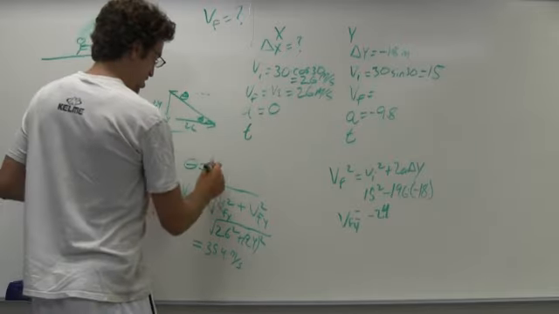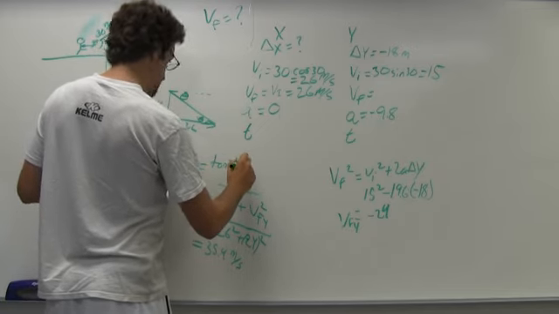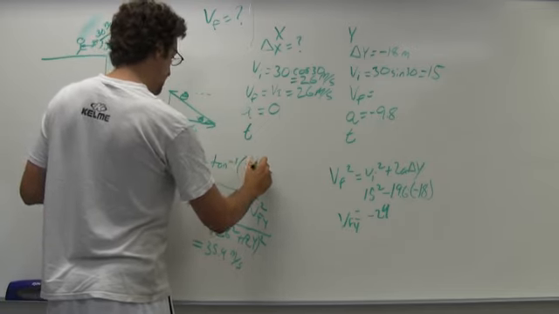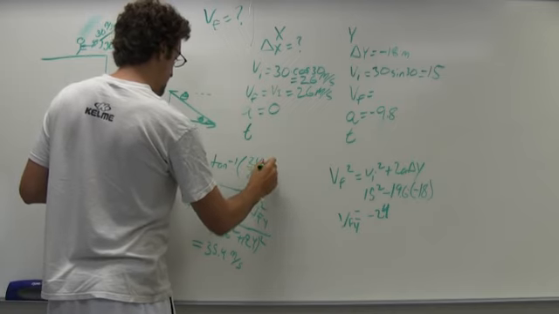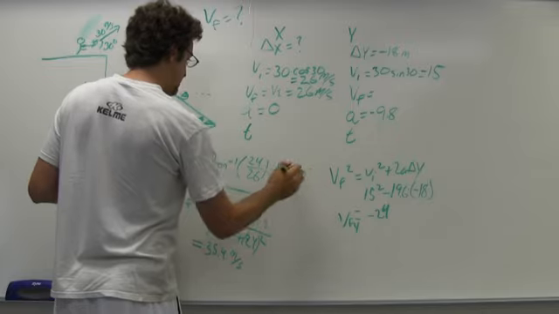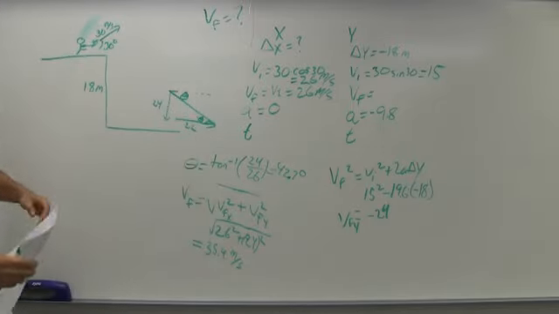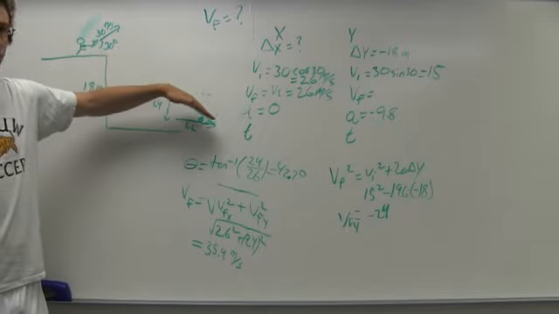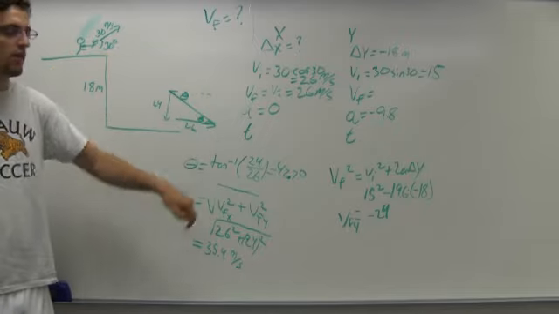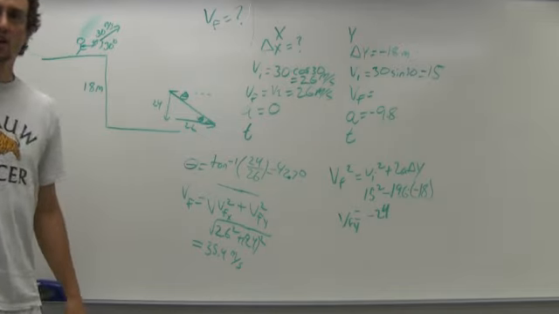So, take tangent inverse of 24 over 26, and that's equal to 42.7 degrees. And there we have it. At impact, the baby cheetah will be landing at 35.4 meters per second at an angle of 42.7 degrees below the horizontal. And that is a general launch question.